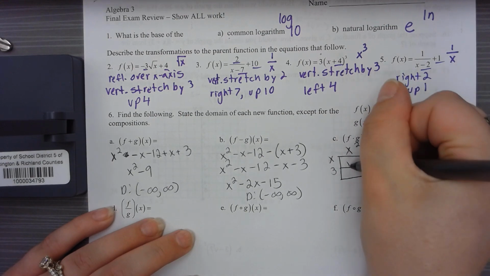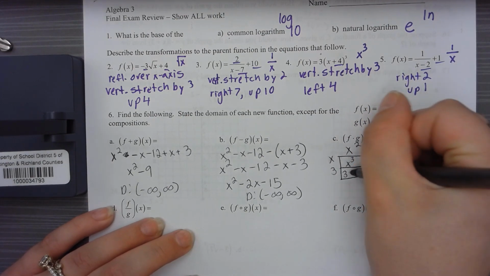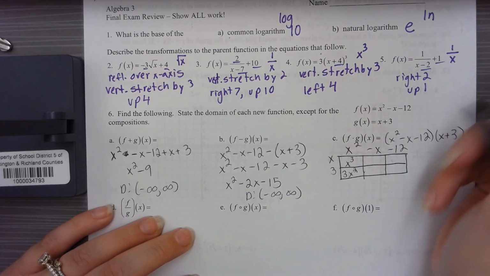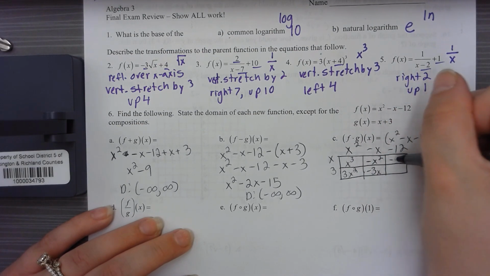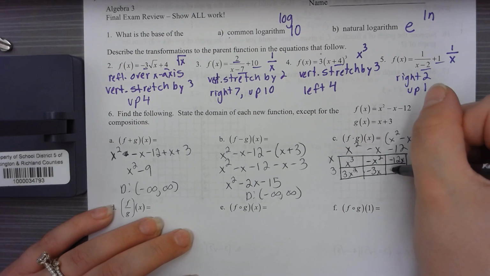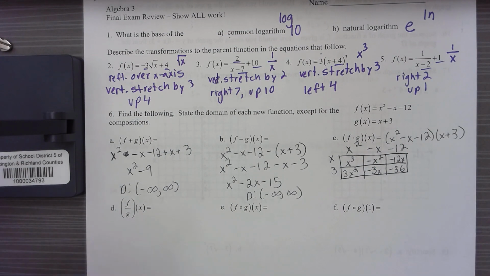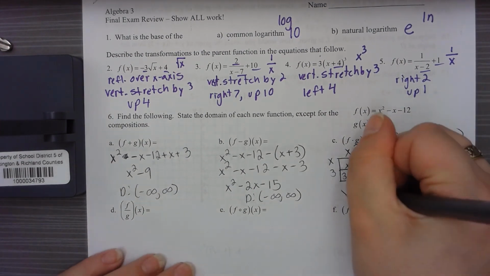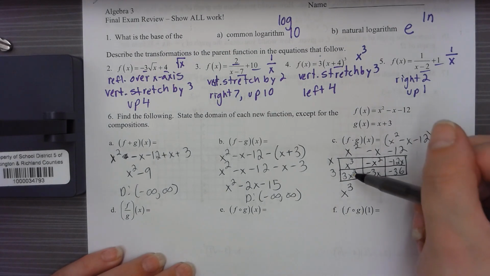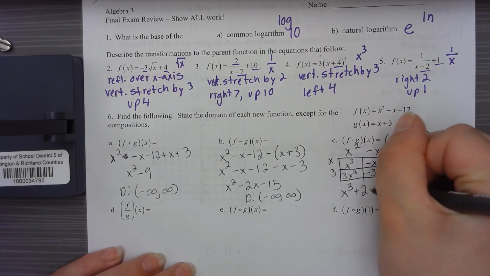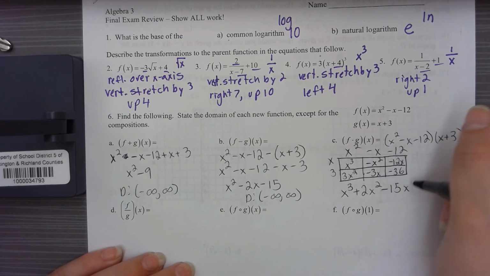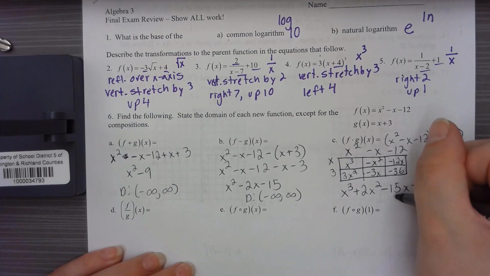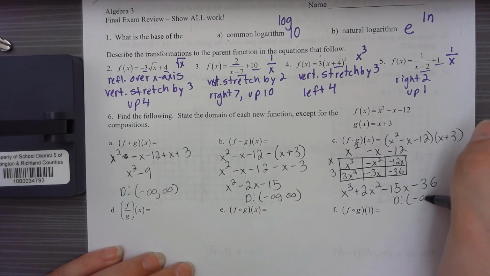So x squared times x is x to the third. This would be 3x squared. This would be negative x squared. This would be negative 3x. This would be negative 12x, and this would be negative 36. So then we just pull all that out. So x to the third can't be combined with anything. The negative x squared and the 3x squared would combine to give us 2x squared. The negative 3x and the negative 12x would be negative 15x, and then we'd have minus 36. Again, no fractions or radicals, so domain is negative infinity to infinity.